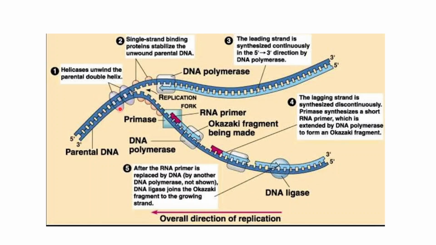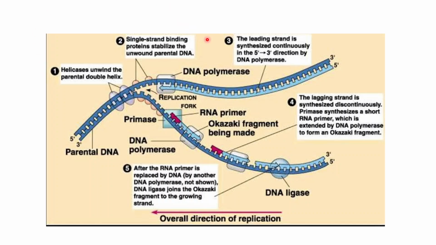So what is the first step of the DNA replication? The first step is the unwinding of this parental DNA. We know this DNA is a double helix, okay? So the unwinding of the double helix is the first step, and the enzyme which is involved here is the helicase. It stays here and it basically unwinds this double helix, and there are some single strand binding proteins which stabilize this unwound DNA, and this position is known as the replication fork.